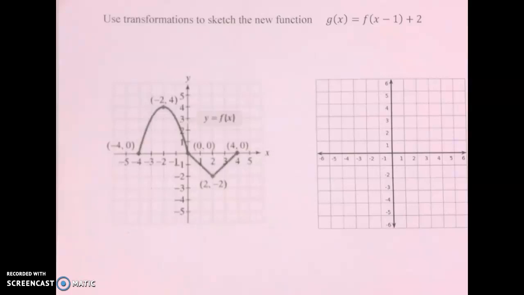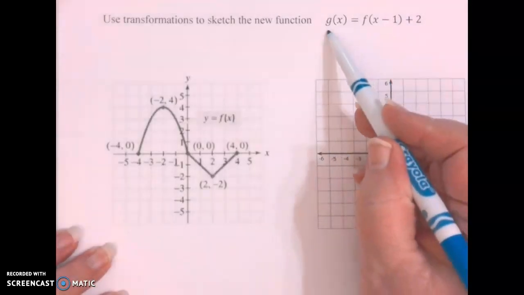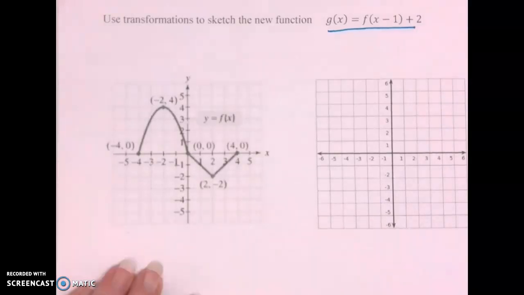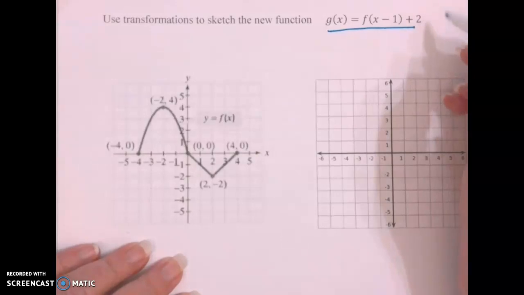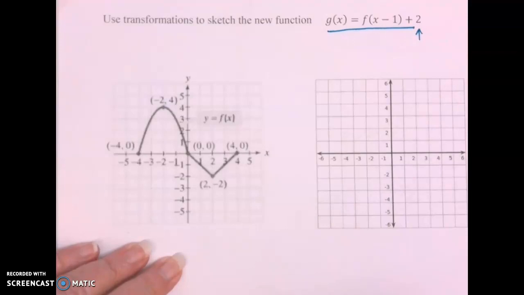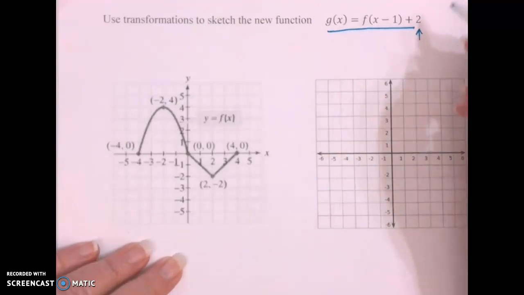Okay, so we want to look at transformations using a graph and, given a description of what we want our new function to be, we're going to sketch that new graph. Now remember, with transformations, the number being added to the function, so out here, plus 2 is added to the function, that is a vertical shift, so that means we're going up 2.